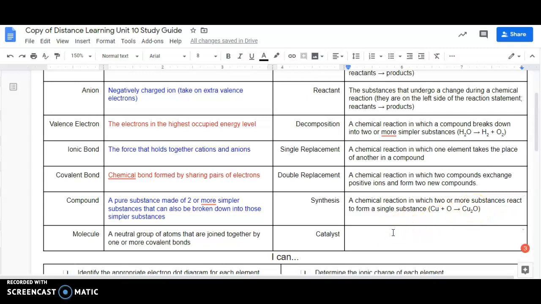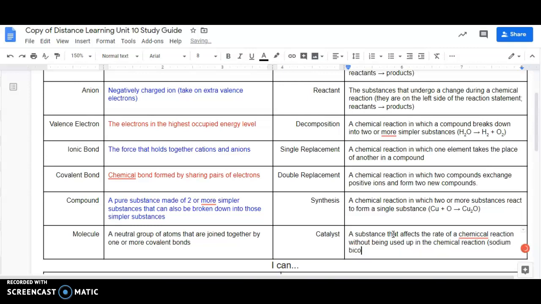Our last vocab word, a catalyst. Catalyst we used with that H2O decomposing water lab. It is a substance that affects the rate of a chemical reaction without being used in the chemical reaction. So in our H2O decomposition lab, we used sodium bicarbonate, that white powder, which sped up the decomposition of water.